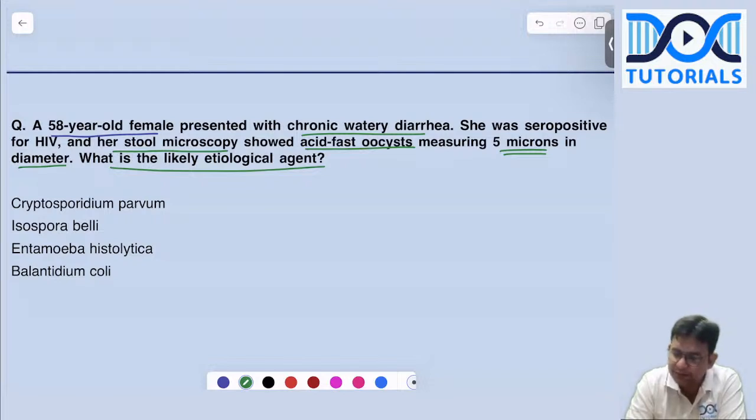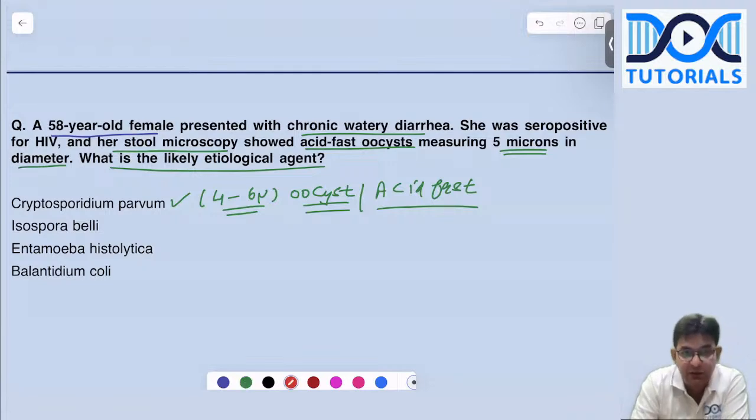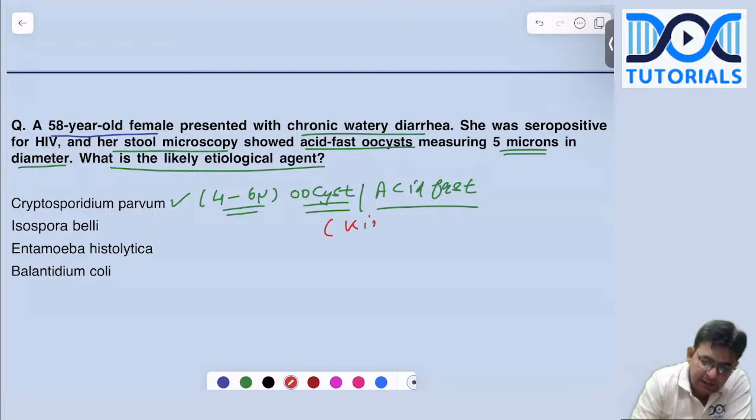58-year-old female. Very good, Ajay. Anuj, rheumatism, that is already done. Now I come to this. What is the answer of this particular one? Answer is A, as Kartika has told, Cryptosporidium parvum, which has the size of 4 to 6 micron oocyst, and that is found to be acid fast. Now, here the question can come that this acid fastness of these oocysts is shown by which particular method? The answer is Kinyoun's method of staining.